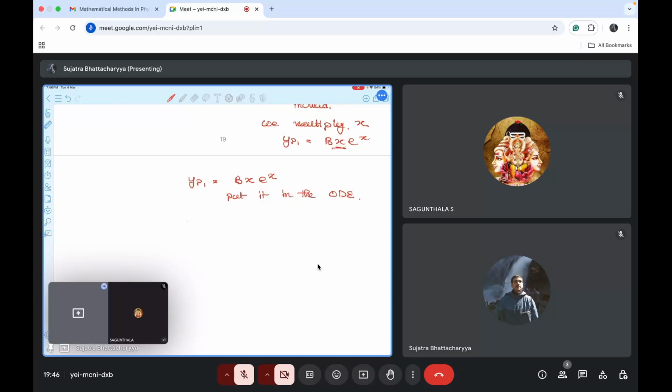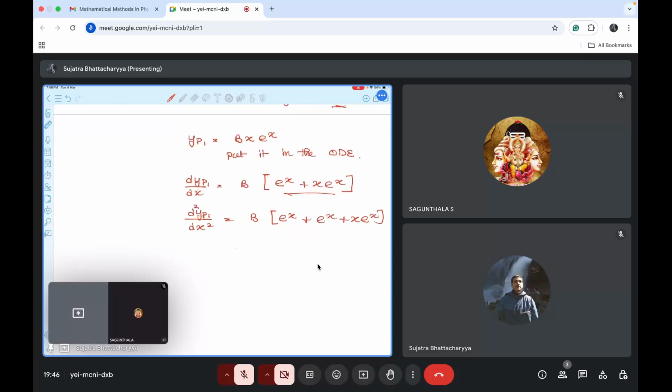So what will happen? Let's see, dyp1 by dx is, b can be taken outside because it is a constant. So e to the power x plus x e to the power x. Correct? d2yp1 by dx2 will be what? B again. So e to the power x is e to the power x. This will be e to the power x plus x e to the power x. Right? Differentiating this once again. So you are getting b times 2 e to the power x plus x e to the power x.